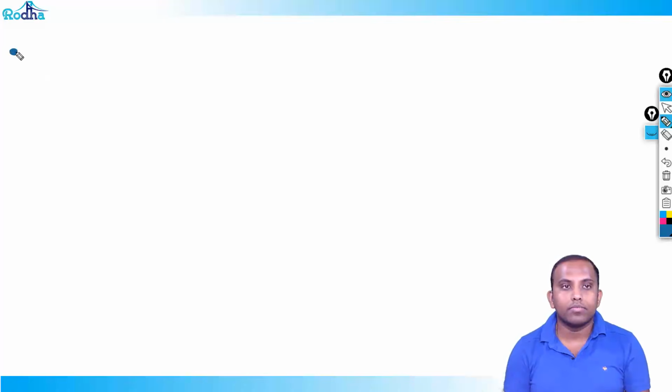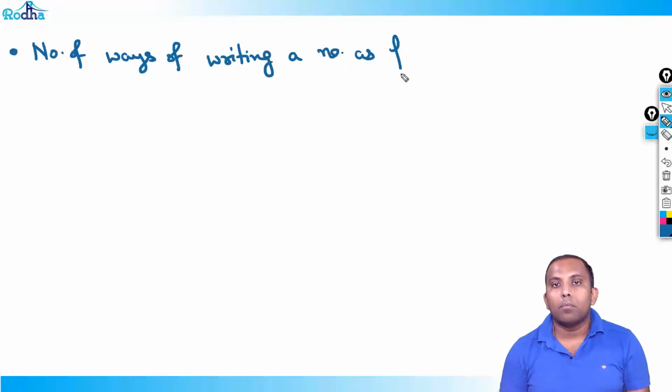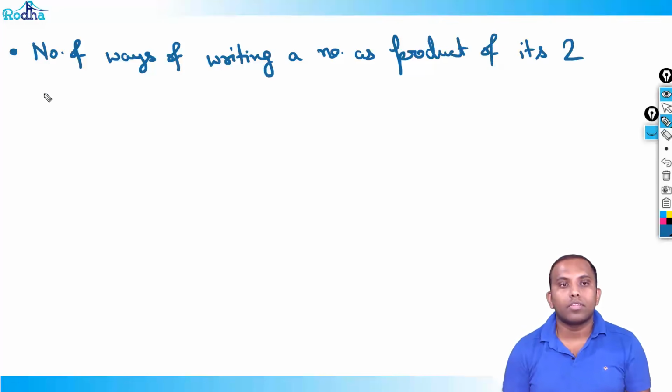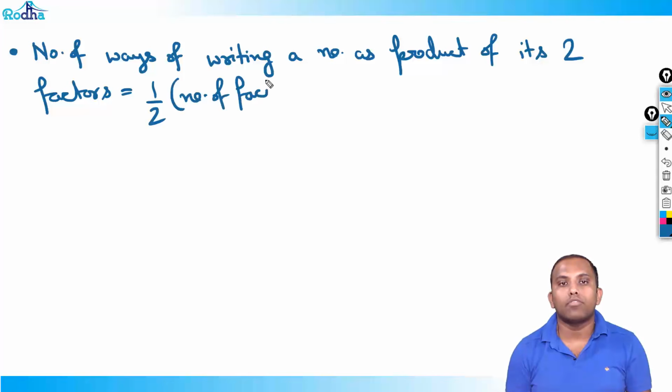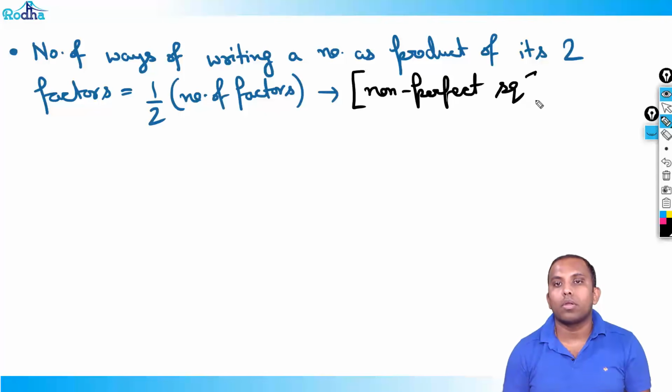So I can write it now that the number of ways of writing a number as product of its two factors is equal to half into number of factors, right? Simply half into number of factors, and it is for non-perfect squares. I will discuss the case of perfect squares later.